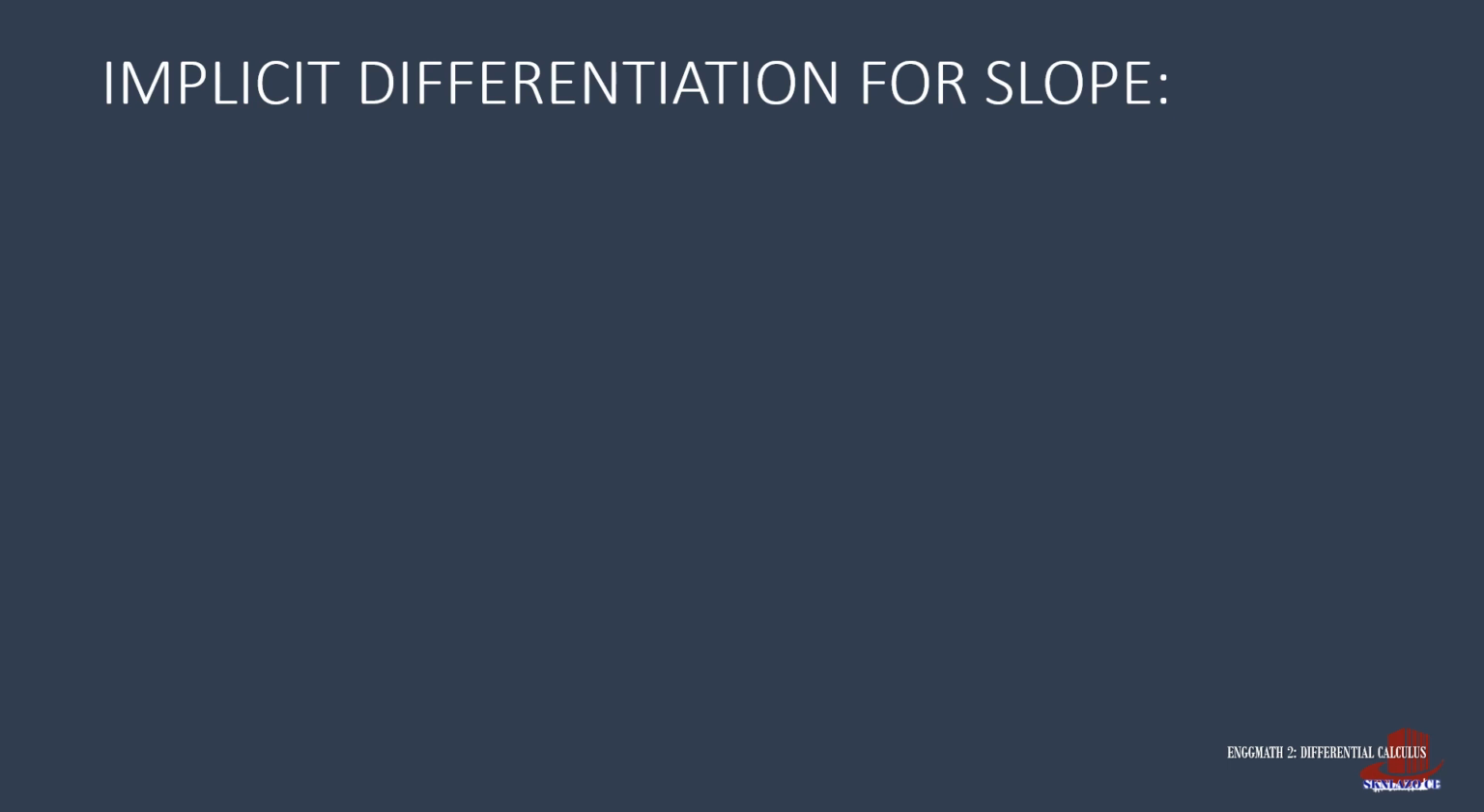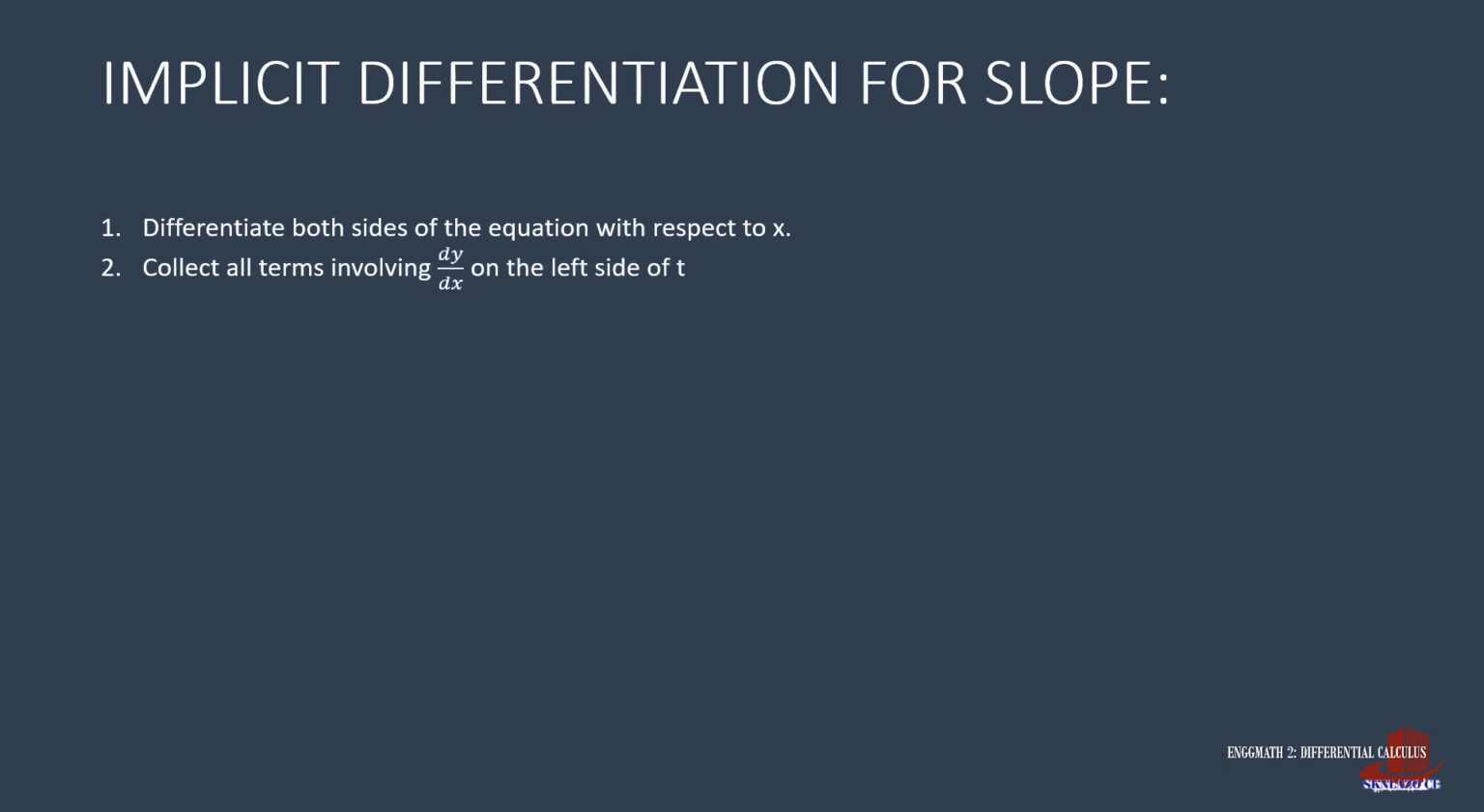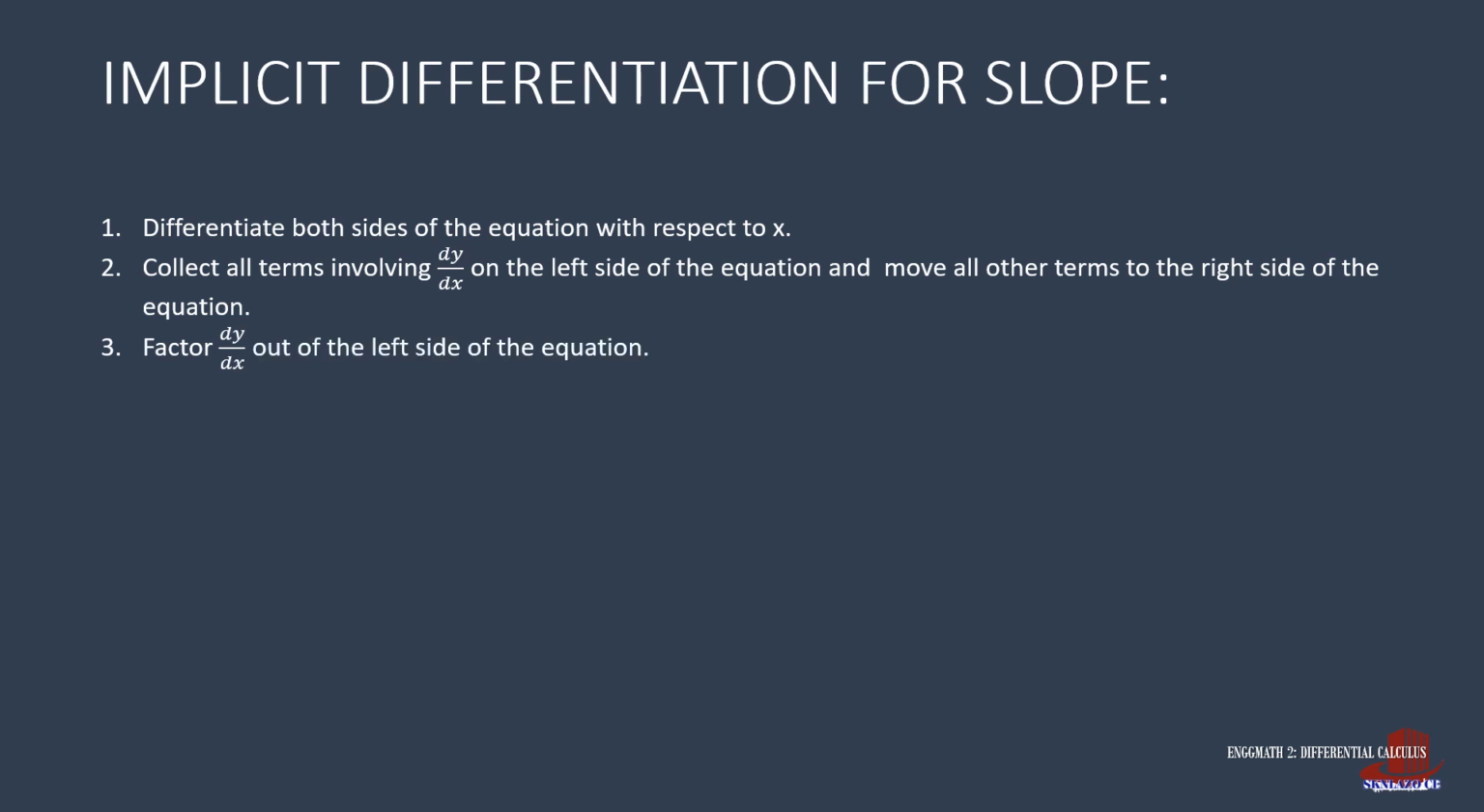In slope solutions, there is only a single step added to the implicit differentiation procedure. The first steps are the same: differentiating all terms in the equation, collecting every term with y prime to one side, factoring out y prime, and then solving the equation by simplification. The additional step is to plug the coordinates of the point of concern to get the slope.